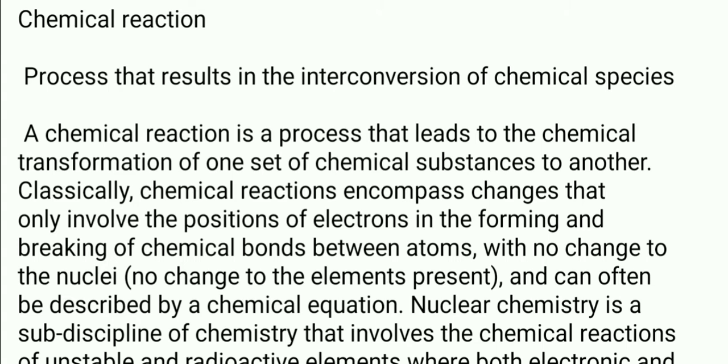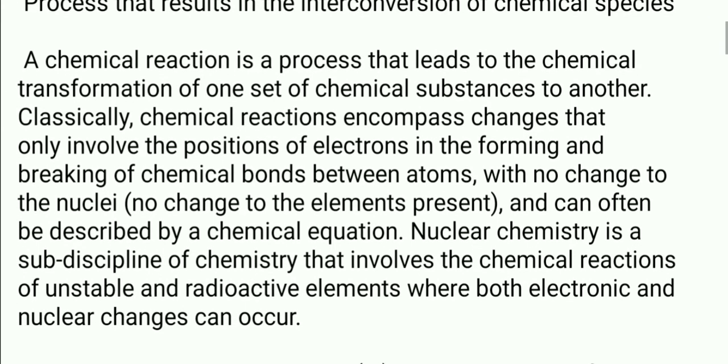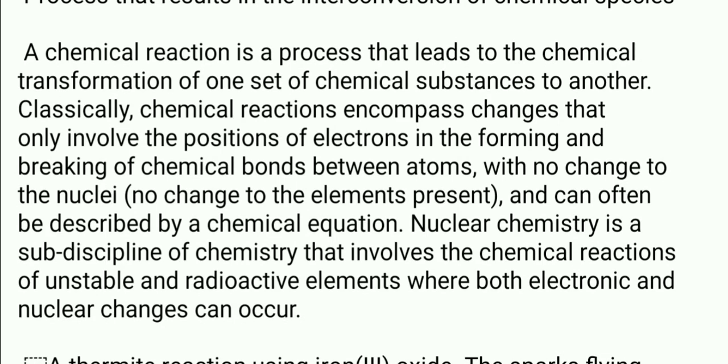Classically, chemical reactions encompass changes that only involve the positions of electrons in the forming and breaking of chemical bonds between atoms, with no change to the nuclei, no change to the elements present, and can often be described by a chemical equation. Nuclear chemistry is a subdiscipline of chemistry that involves the chemical reactions of unstable and radioactive elements where both electronic and nuclear changes can occur.